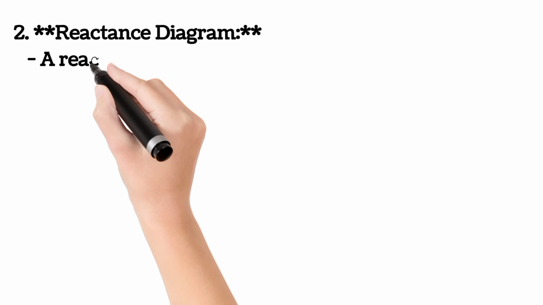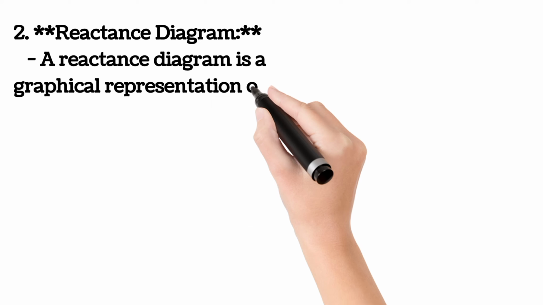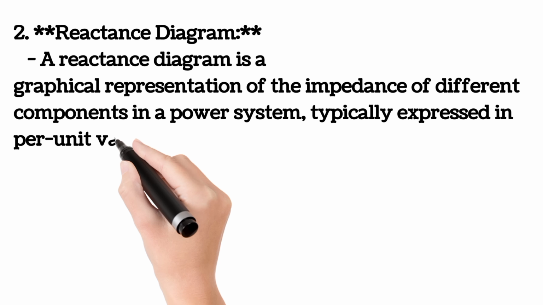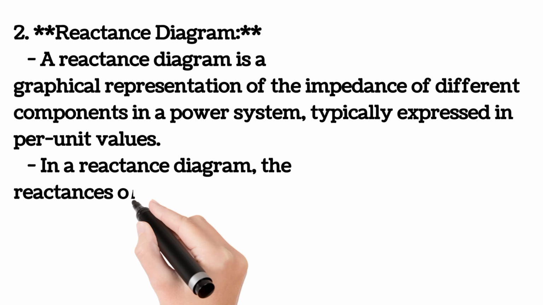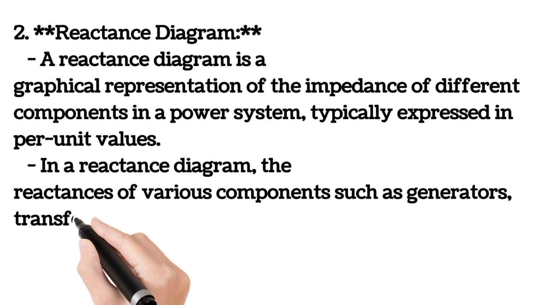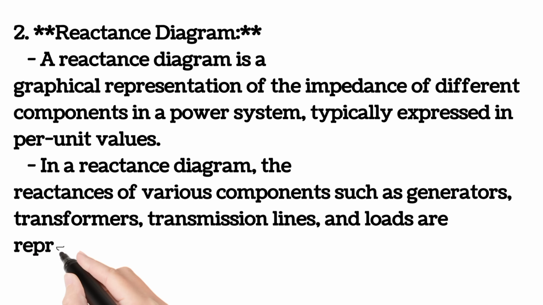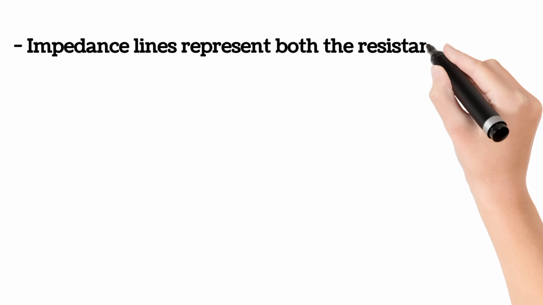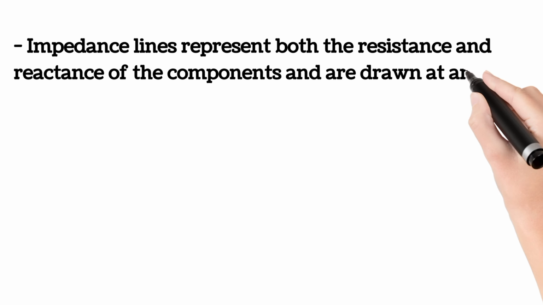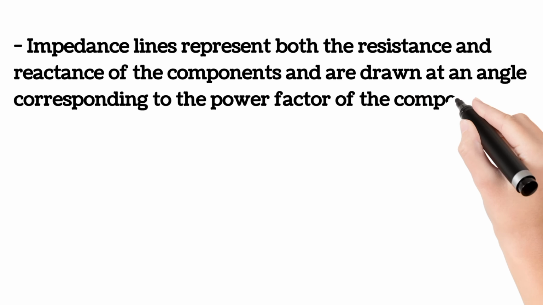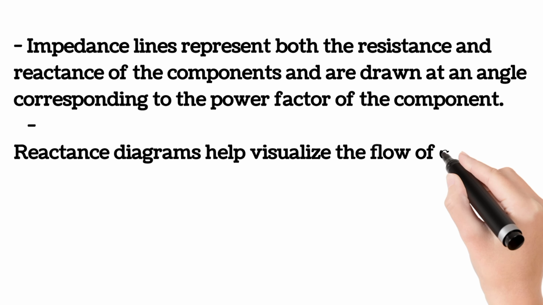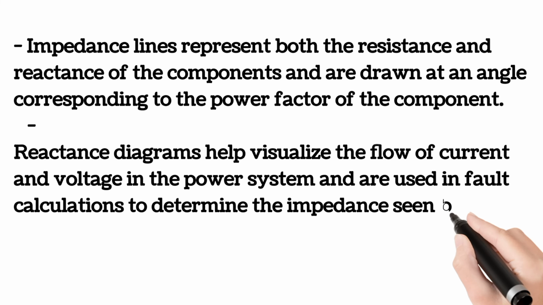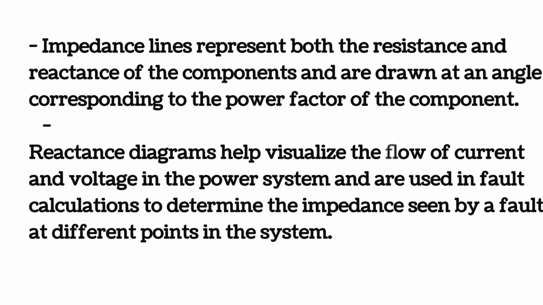2. Reactance diagram. A reactance diagram is a graphical representation of the impedance of different components in a power system, typically expressed in per unit values. In a reactance diagram, the reactances of various components such as generators, transformers, transmission lines, and loads are represented by impedance lines. Impedance lines represent both the resistance and reactance of the components and are drawn at an angle corresponding to the power factor of the component. Reactance diagrams help visualize the flow of current and voltage in the power system and are used in fault calculations to determine the impedance seen by a fault at different points in the system.